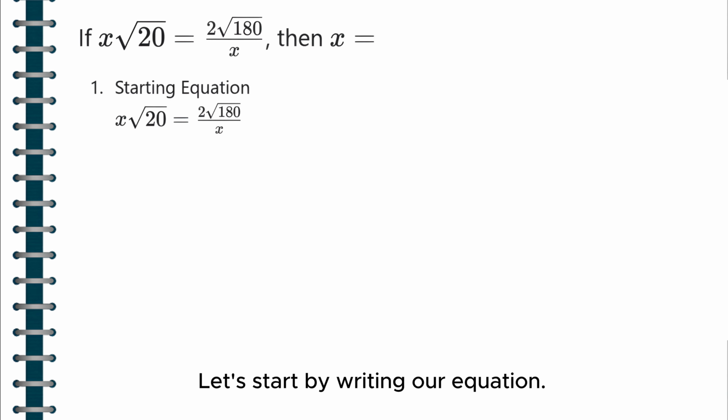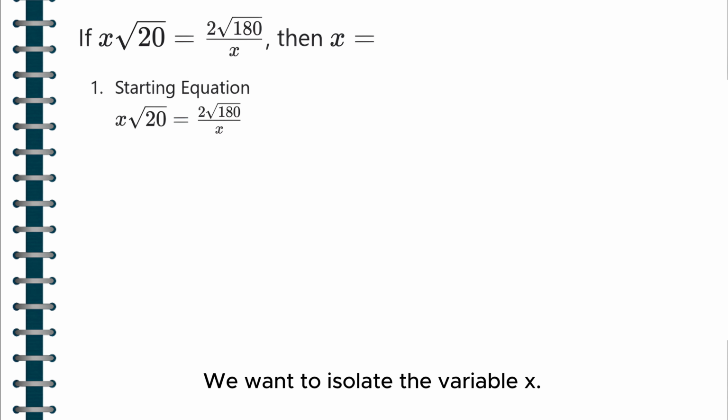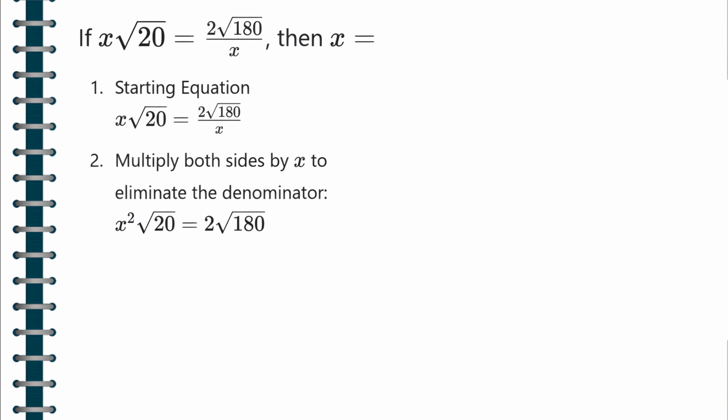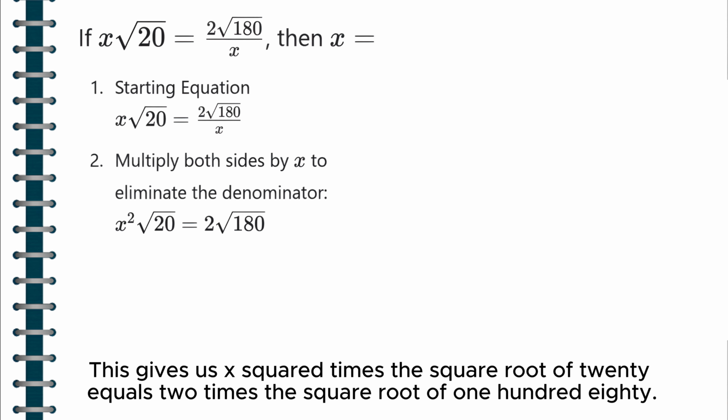Let's start by writing our equation. We have x times the square root of 20 equals 2 times the square root of 180 divided by x. We want to isolate the variable x. To eliminate the fraction, we will multiply both sides of the equation by x. This gives us x squared times the square root of 20 equals 2 times the square root of 180.